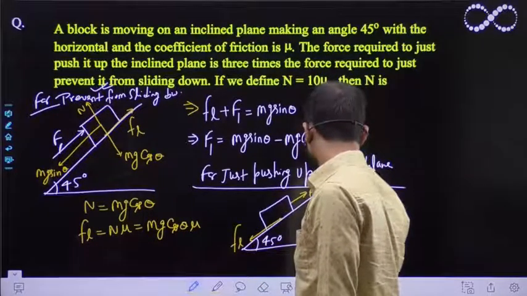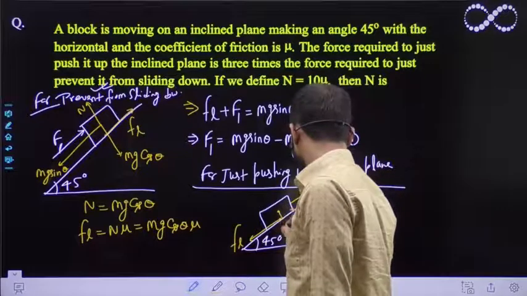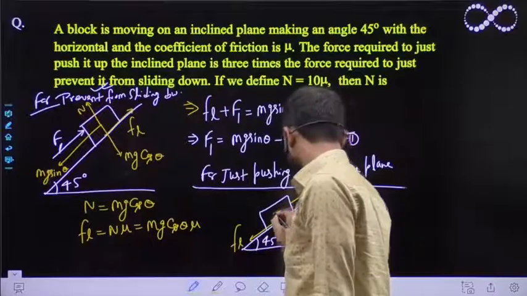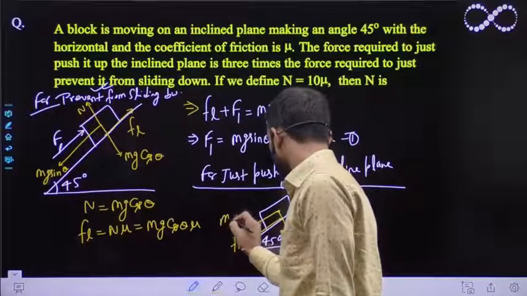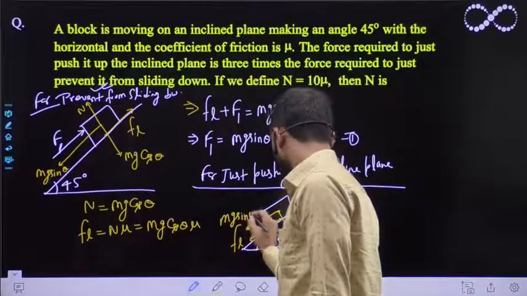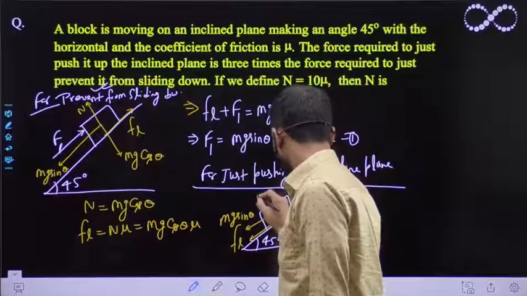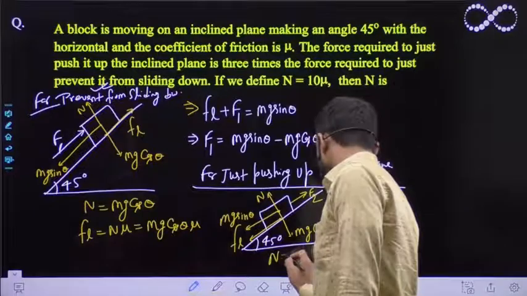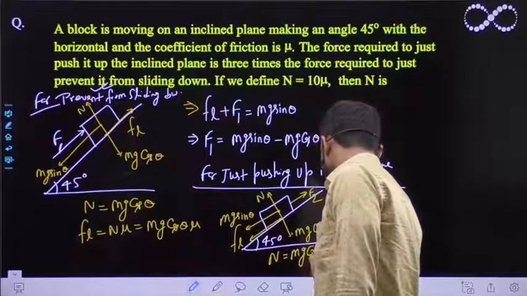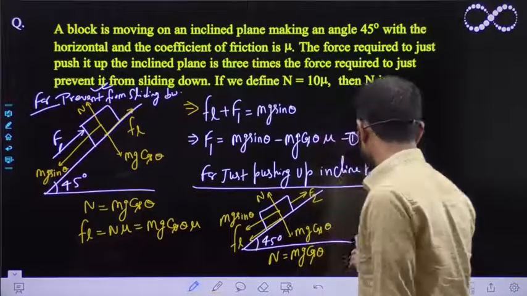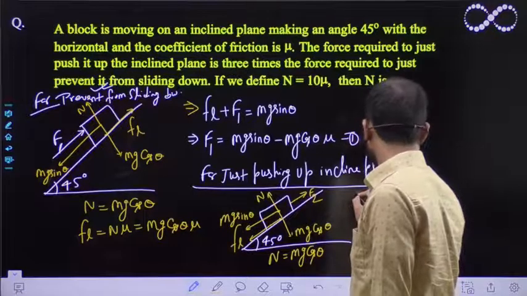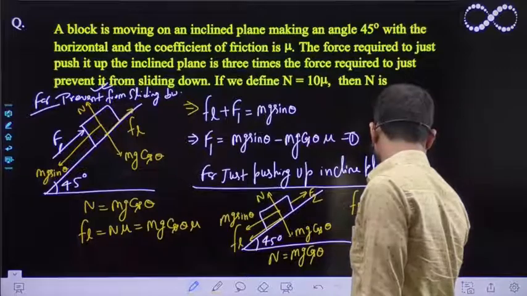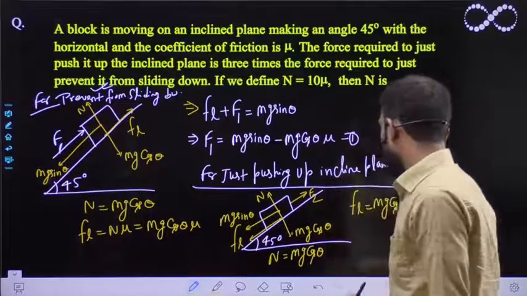So let us call this force F2. Once again here the mg cos theta will act, in this way the mg sin theta will act, and here the normal force will act. So all the forces are okay. Now from here I can say the N must be equal to mg cos theta. So once again the FL will be equal to mg cos theta into mu.